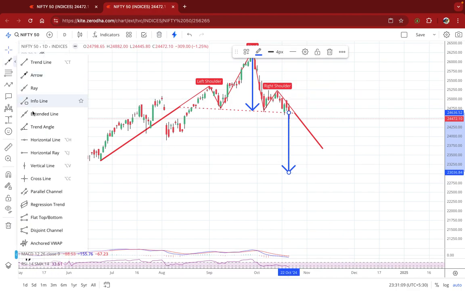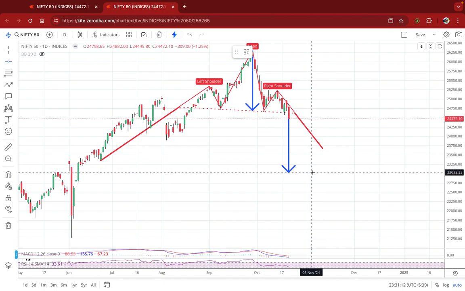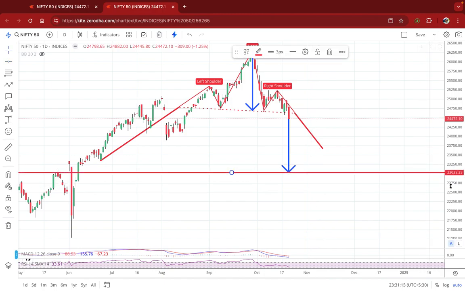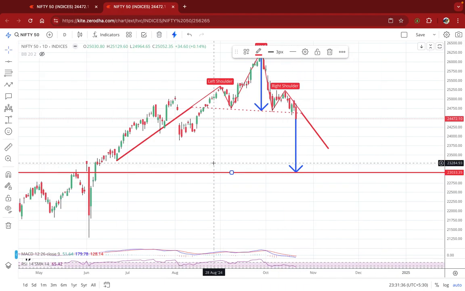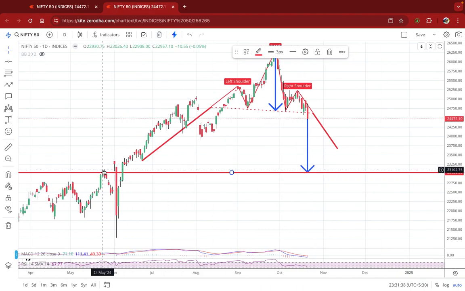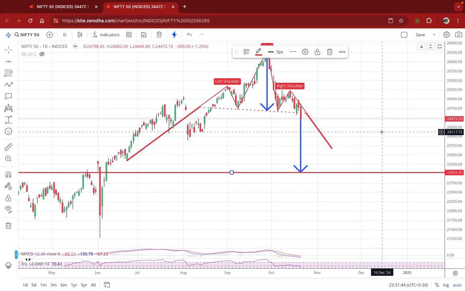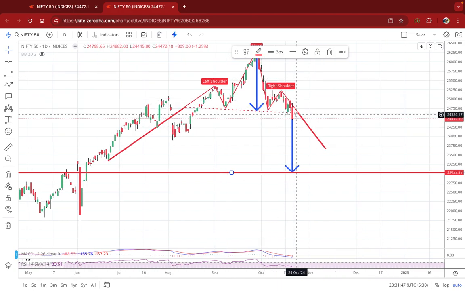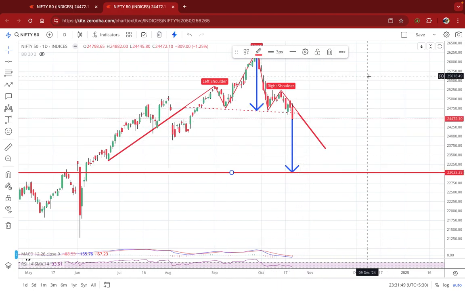So if I draw this line here, I see somewhere here, it's at 23033, that is the level. That's the level which the current head and shoulder pattern is indicating where the Nifty is going to fall after this neckline is breached, which has actually not been breached today. Now, if you see carefully, there is a support somewhere here, at a level of 23,100 or thereabouts. So it is a good indication that after this, the Nifty might come down and eventually touch this level before reversing and going up again.